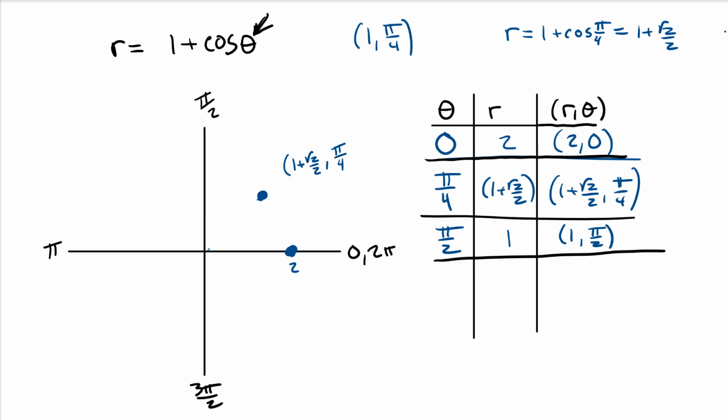Sweet. I think I made this one a little too far away. Let's make that a little closer. There we go. And then we'll call this one 1, right there on the y-axis. So that point there, which we have at 1 comma pi over 2.